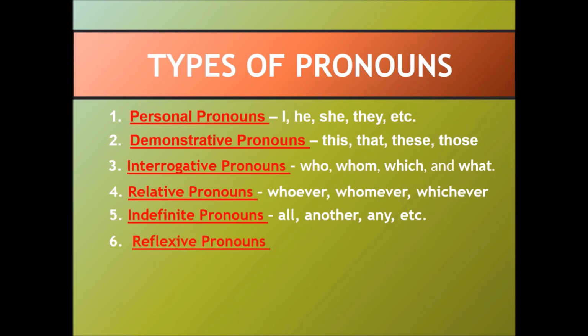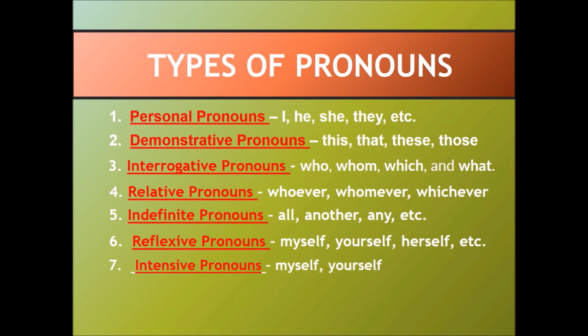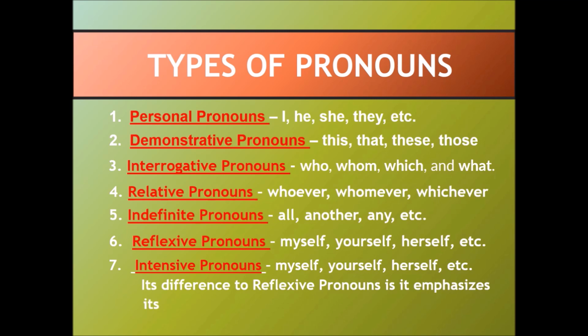The sixth one is the reflexive pronouns with examples: myself, yourself, herself, etc. And the seventh one is intensive pronouns: myself, yourself, herself, etc. Its difference from reflexive pronouns is that it emphasizes its antecedent. Example: I myself find English interesting.